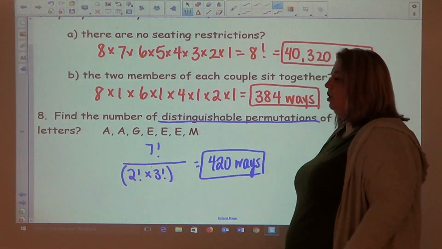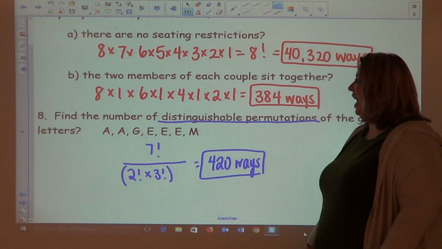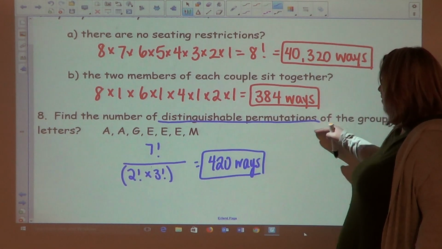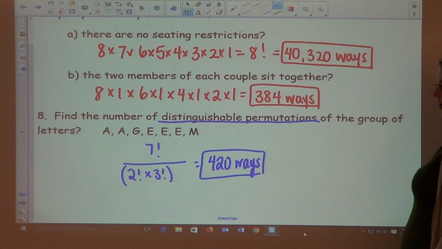Now, are all the ways you arrange the letters going to make words? No, it didn't ask that. It asked for how many distinguishable permutations you have.